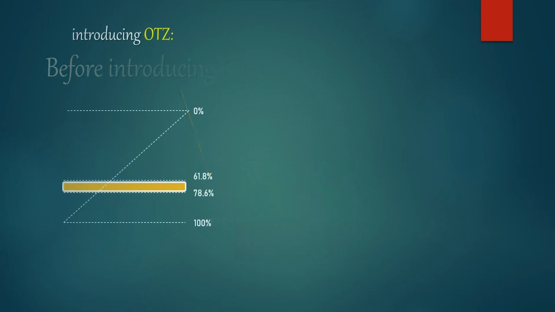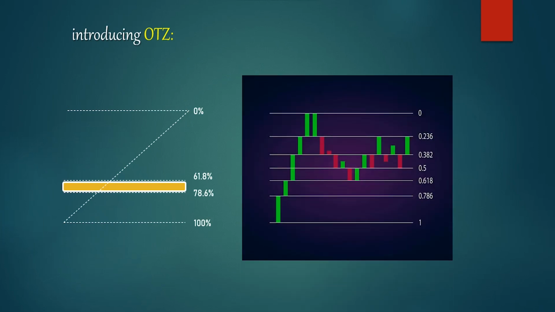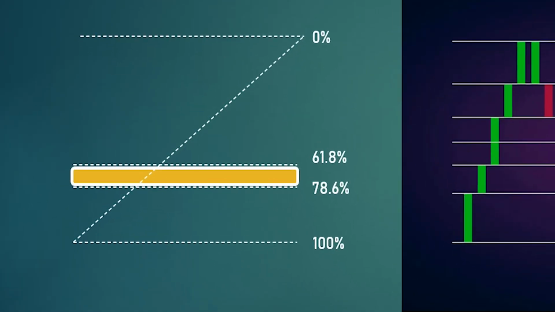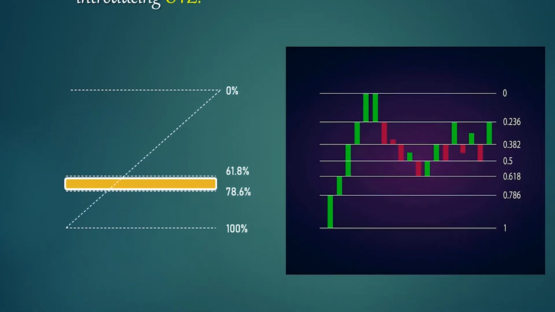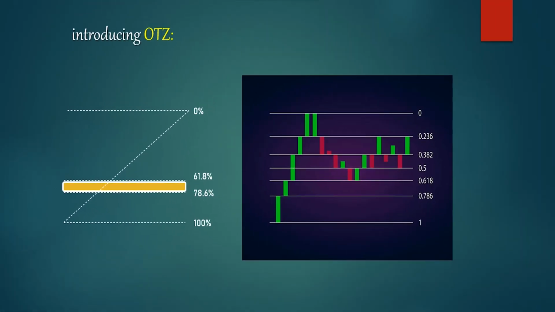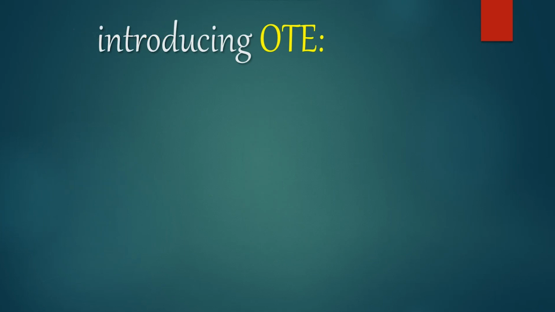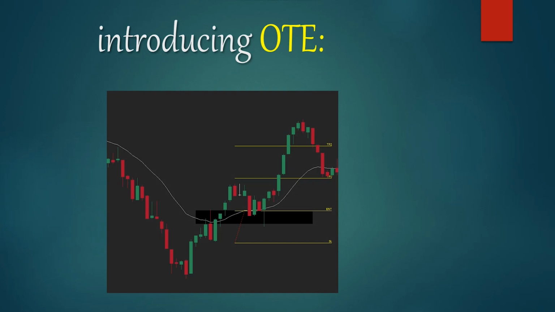Introduction to OTE and OTZ. OTZ, or the optimal trade zone, is a key area during price retracements, located between the 61.8% and 78.6% Fibonacci levels. Optimal trade entry, OTE, means entering trades within this zone, where the probability of a price reversal is highest, minimizing trade risk.